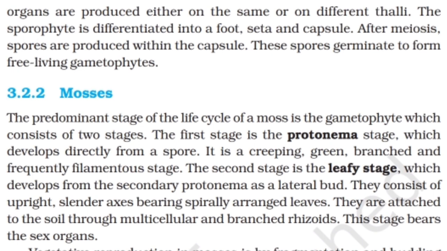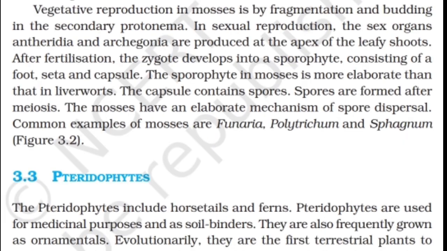They consist of an upright, slender axis bearing spirally arranged leaves. They are attached to the soil through multicellular and branched rhizoids. This stage bears the sex organs. Vegetative reproduction in mosses is by fragmentation and budding in the secondary protonema. In sexual reproduction, the sex organs antheridia and archegonia are produced at the apex of the leafy shoots.